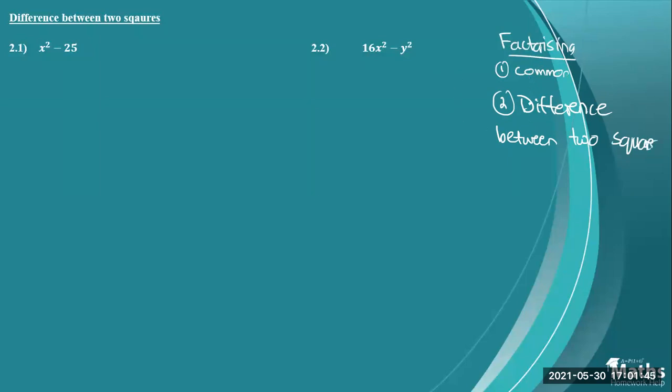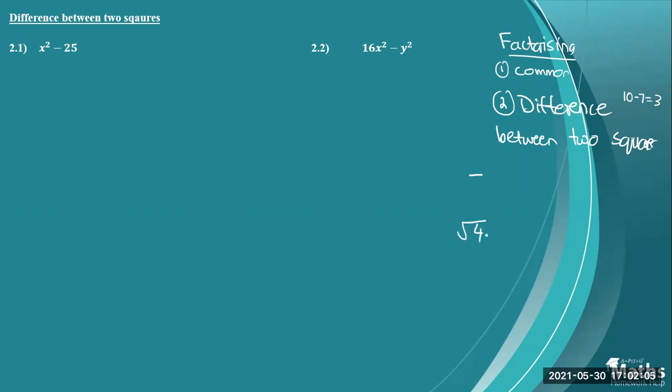Difference means what? If I must translate difference, difference means minus. If I ask you, what's the difference between 10 and 7? The difference between 10 and 7 is 3. So it means we minus. What is a square?